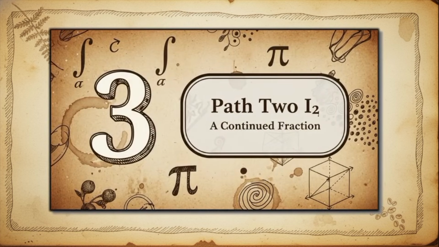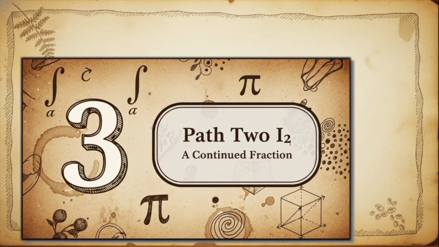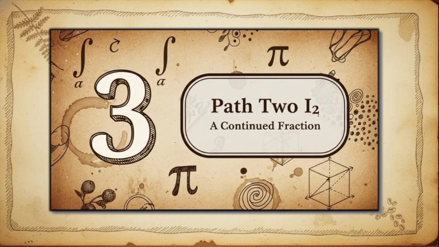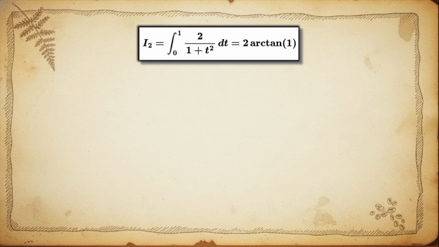All right, that was path 1. Now for path 2, returning our attention to I2. Now we already know it's the same as I1, so its value is also pi over 2, but we're going to find a completely different way to express it. And this second path, this one's going to lead us to a continued fraction. Okay, so we know I2 equals pi over 2. Here's a little piece of trivia that becomes super important. There's another famous expression that also equals pi over 2. And that is 2 times the arctangent of 1. We can use this little fact to unlock a totally new way of looking at I2.